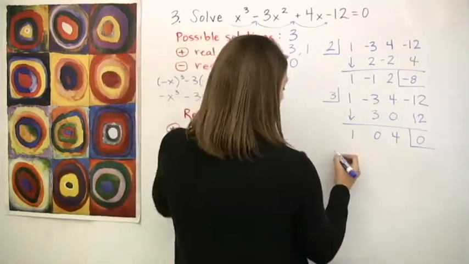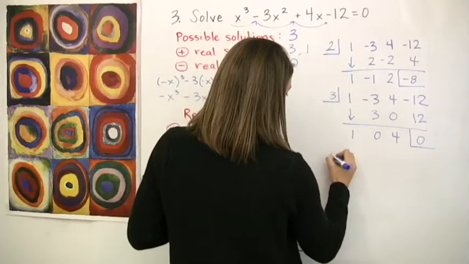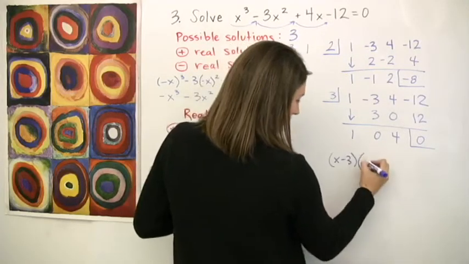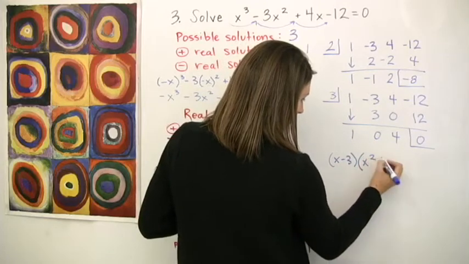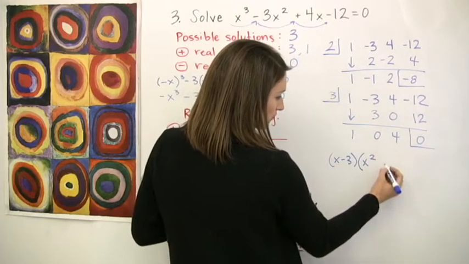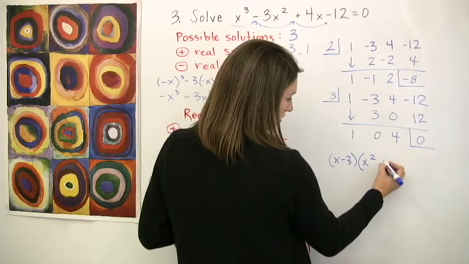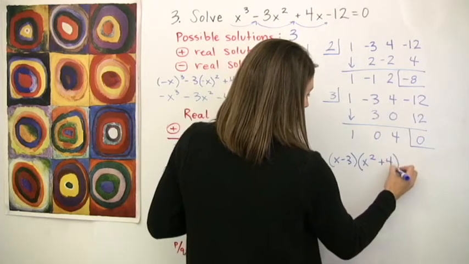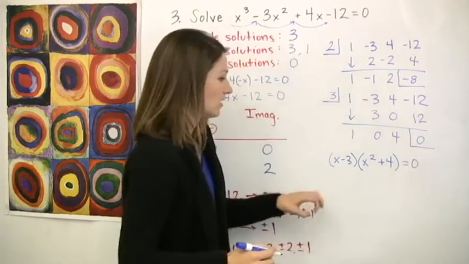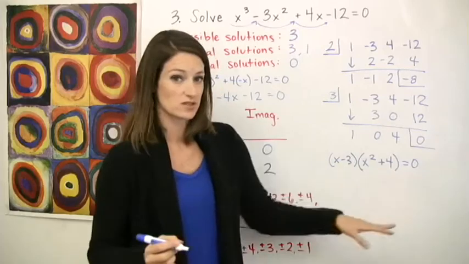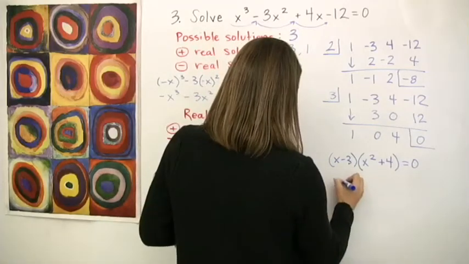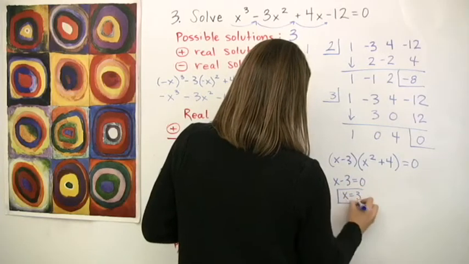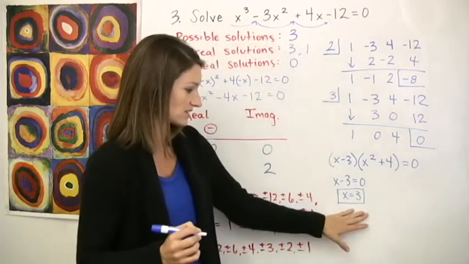And so we can rewrite this equation factored as x minus 3 times x squared, this is the coefficient here, and then we have the 0 coefficient for our x term, so we won't write that at all, it's eliminated, and then we have 4 as our constant. And this is all equal to 0. So then we can set these two factors equal to 0 and solve for x. So we have x minus 3 equals 0, and that gives us our solution that we just found because of our synthetic division, x equals 3.